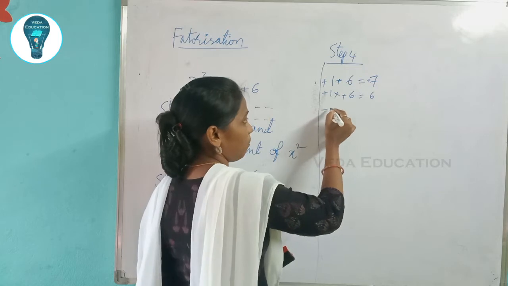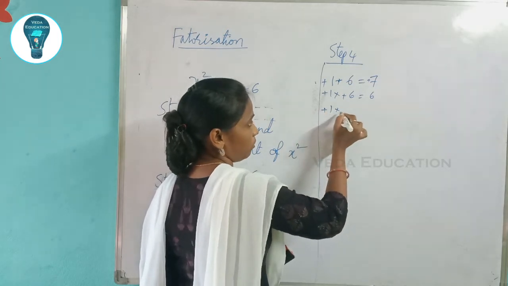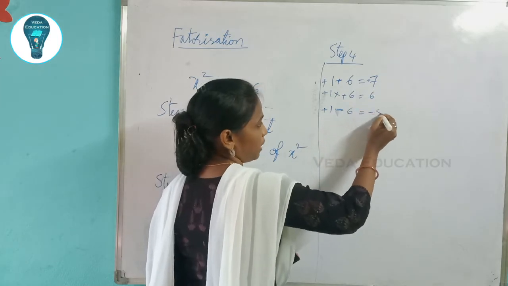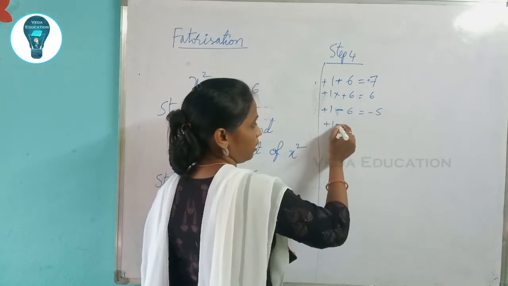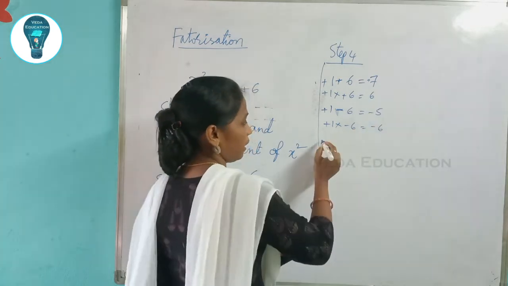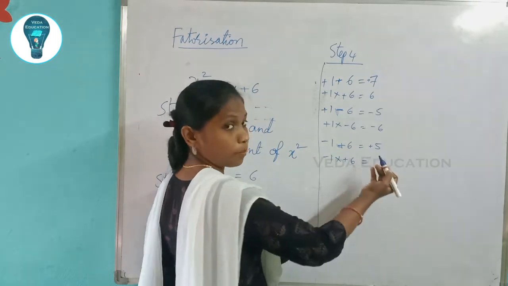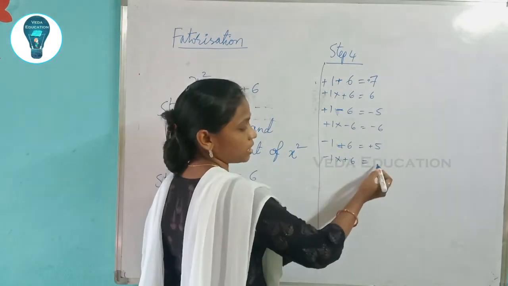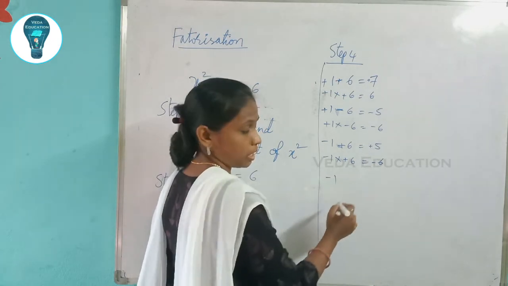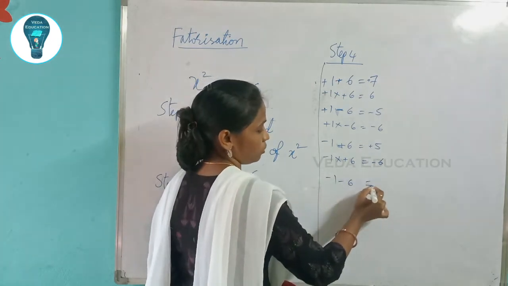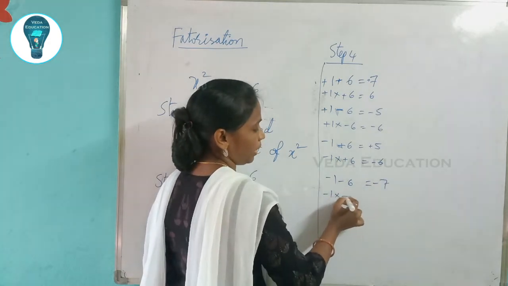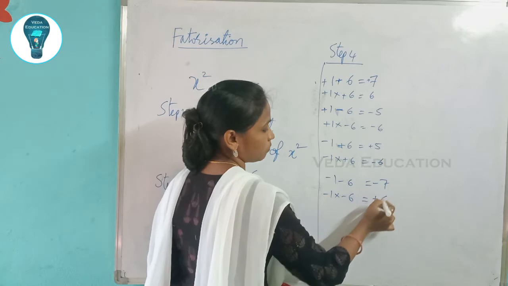Next, plus 1 and minus 6. Here you will get minus 5. Plus 1 into minus 6, here you will get minus 6. Next, minus 1 plus 6 equals plus 5. Minus 1 into plus 6, you will get minus 6. Next, both numbers having the same sign: minus 1 minus 6, you will get minus 7. Minus 1 into minus 6 you will get plus 6.